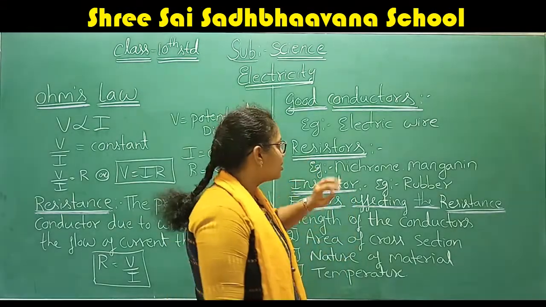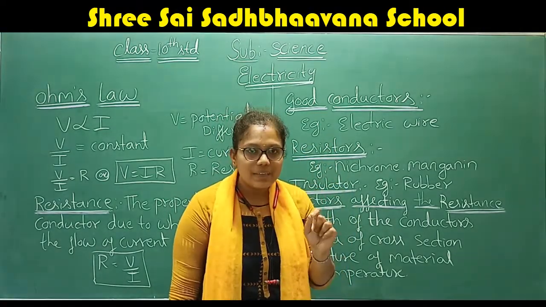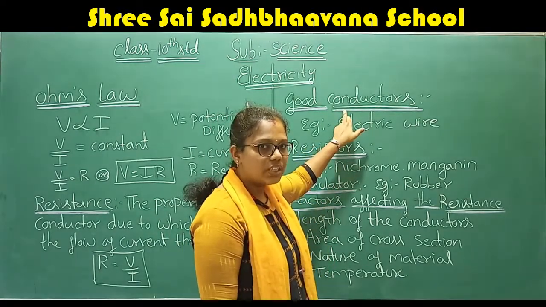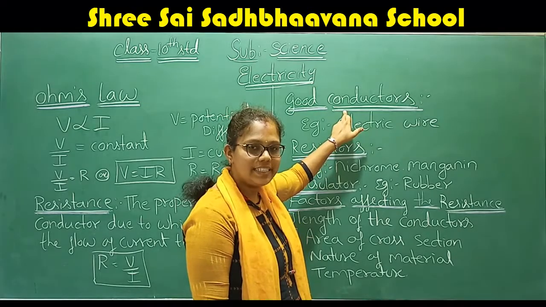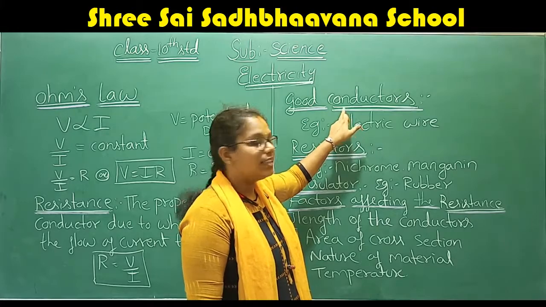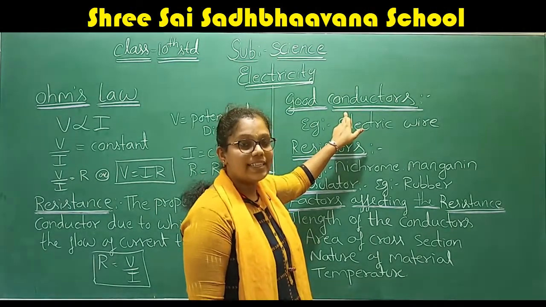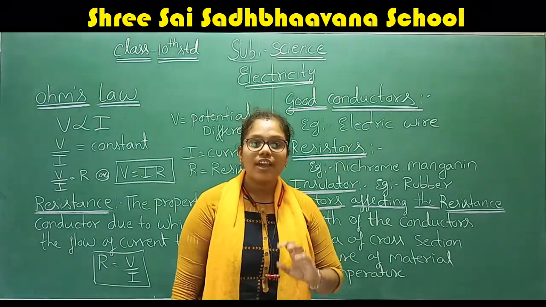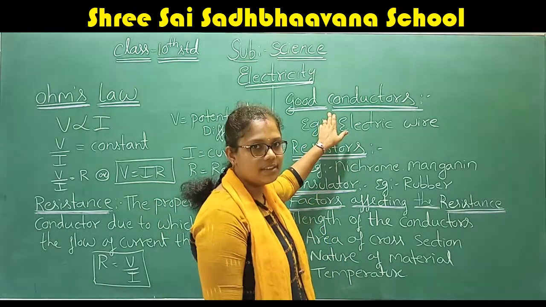If a substance has very low resistance, then that type of substance we call a good conductor. What are good conductors? The substances which let electricity flow very easily, or which have very low resistance. Examples of good conductors are electric wires. Electric wires are very good examples of good conductors.